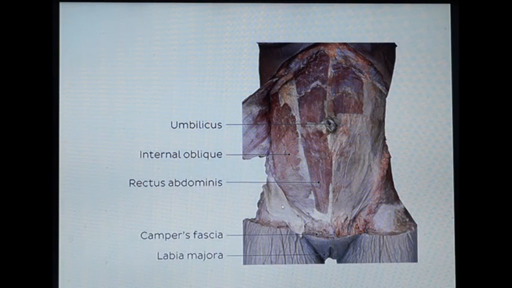and it also gets origin from the lateral 2/3 of the inguinal ligament, and it runs upwards, and the uppermost fibers get inserted to the lower 2 or 3 ribs. It also gets inserted to the costal cartilages, 7th, 8th, 9th, and in the midline it gets inserted to the linea alba, and before reaching the linea alba it forms a part of the rectus sheath. Inferiorly the internal oblique joins with the transversus abdominis to form the conjoint tendon.